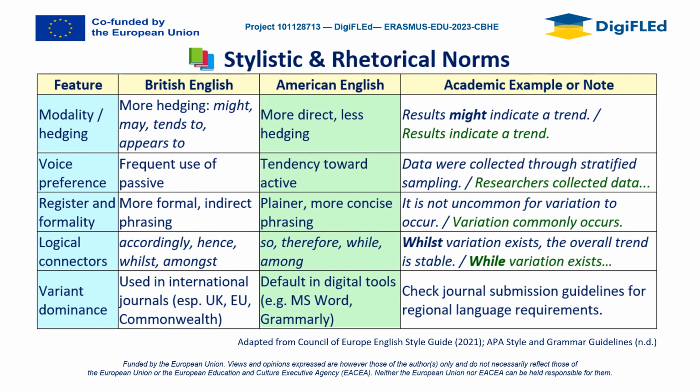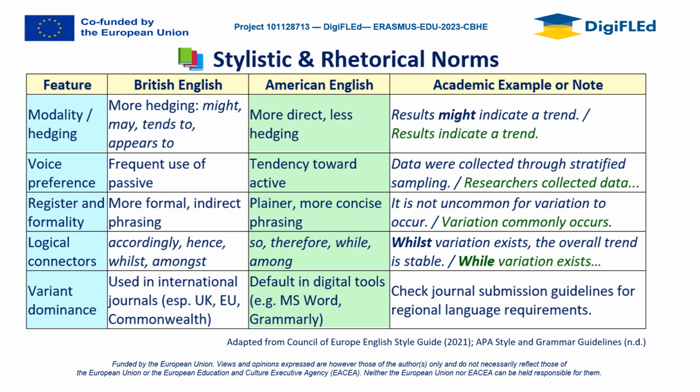Stylistic and rhetorical preferences further distinguish these varieties. British academic writing frequently employs hedging expressions such as might, may, or appears to express caution or uncertainty, whereas American writing tends to be more direct. The passive voice is more prevalent in British academic prose, reflecting an objective tone. American writing often prefers the active voice for clarity and engagement. Formal connectors like whilst and amongst are common in British English, contrasting with while and among in American English. These stylistic choices influence the perceived tone and formality of academic texts.